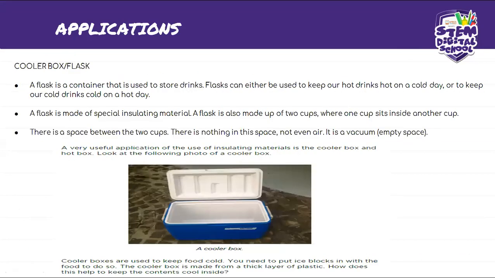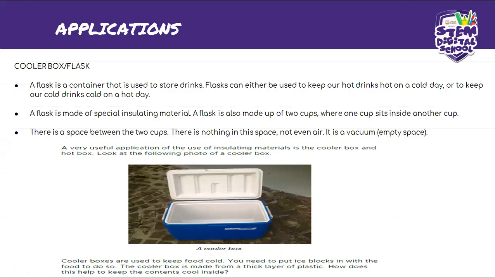Another application that we talk of is a cooler box, or we can even talk of the flask. You remember a flask is a container that is used to store drinks. It keeps food warm, and cooled things cooler or cold. A flask can be used to keep our hot drinks hot on a cold day, or to keep our cold drinks cold on a hot day.